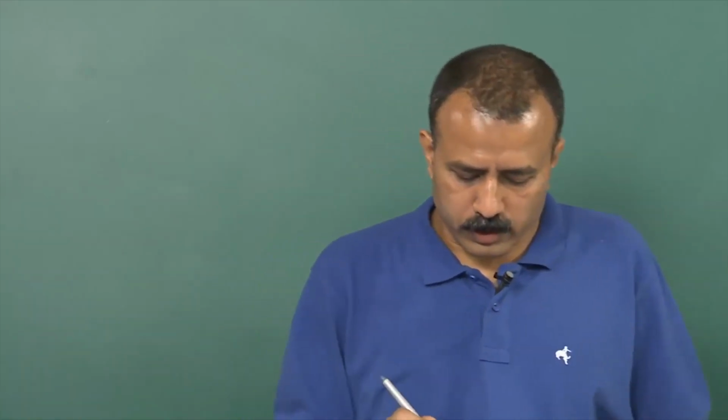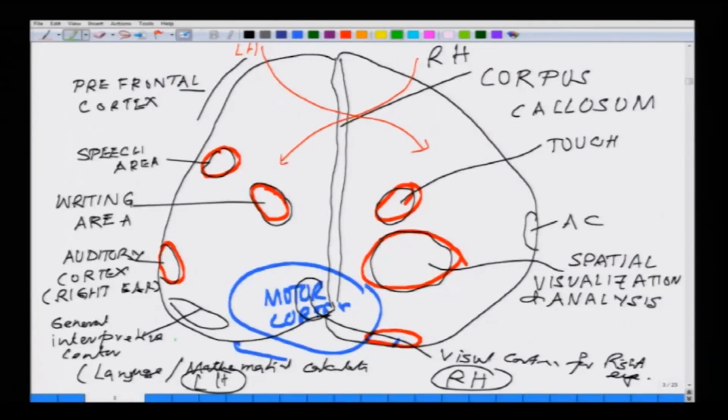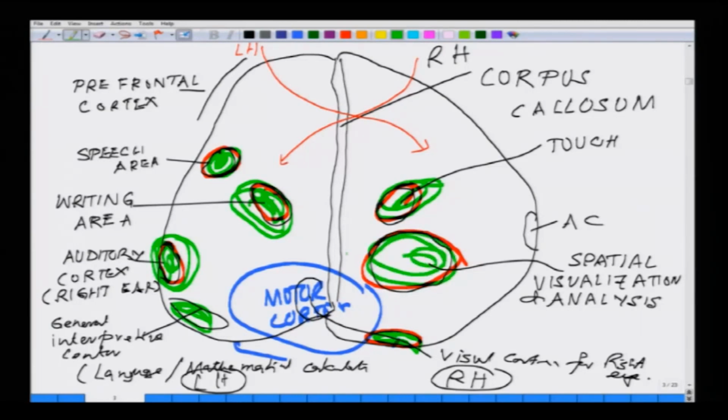Now, if you see this image, what I was trying to show is that if any of these areas is affected by a specific disease, then we will lose that modality. For example, if there is a problem in the visual cortex, we lose vision. If there is an auditory cortex problem, we lose the auditory ability. If there is a problem in the writing cortex, we lose the writing ability. If there is a problem in the cortical region involved in touch, we will lose the sensation of touch. If the region for spatial and visualization analysis is affected, then we will not be able to coordinate. And if there is damage in the corpus callosum, then the connectivity and crosstalk between the left and the right side of the brain will be hampered.